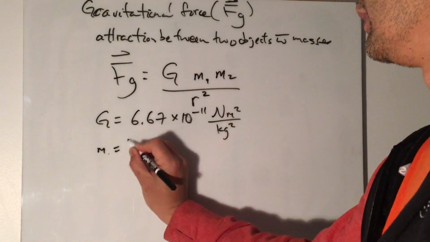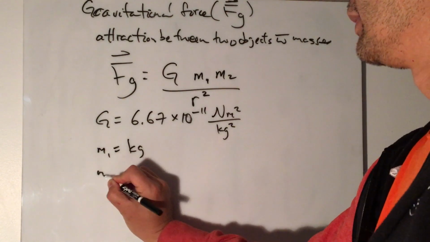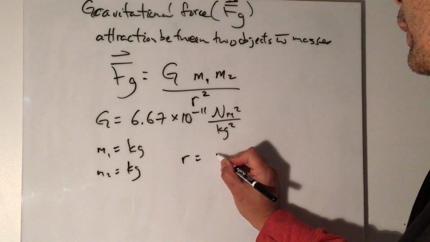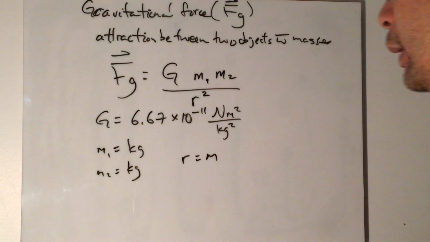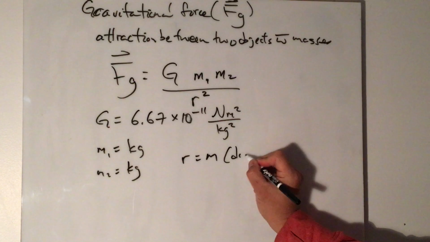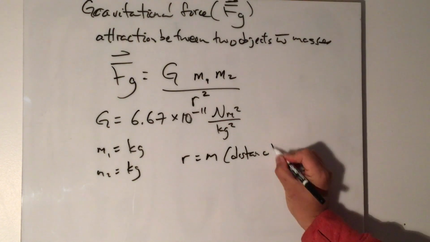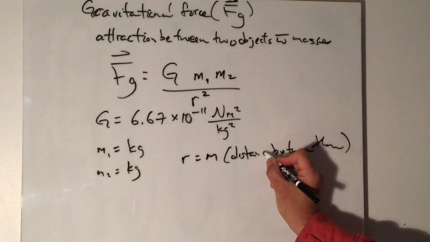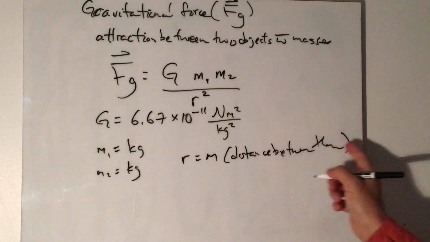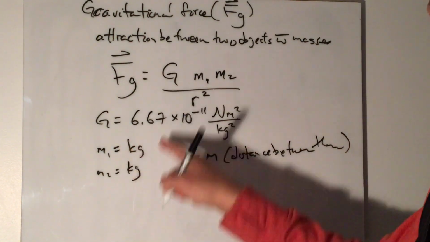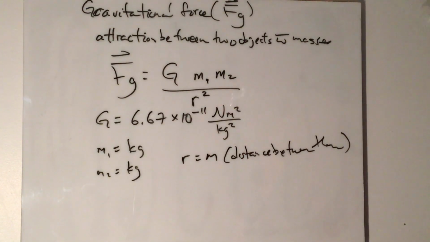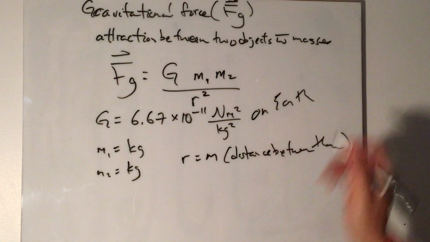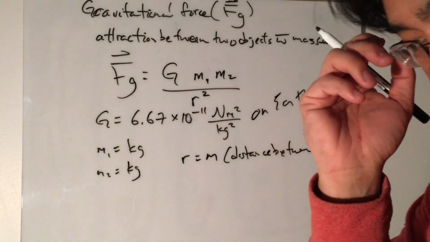Mass 1 is the mass of the first object, in kilograms. Mass 2 is also in kilograms, and radius is measured in meters. This is the distance between them. That's the mass of the first object, the second object, and that's the gravitational constant. Obviously, this is the gravitational constant on Earth. If you go somewhere else, it's a different number altogether.